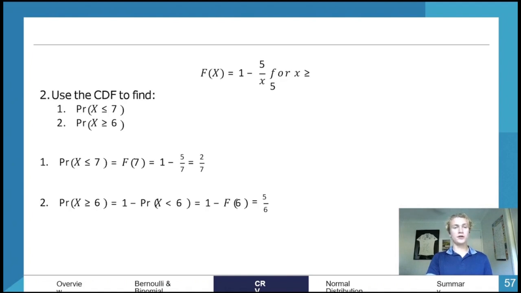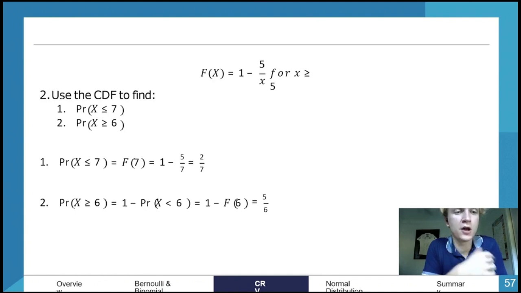So what we do is, because we've already worked out the cumulative density function, all we do is just sub in 7. So probability of x is less or equal to 7 equals f of 7, capital F of 7, which is 1 minus 5 over 7, because we sub in x equals 7, which equals 2 sevenths.